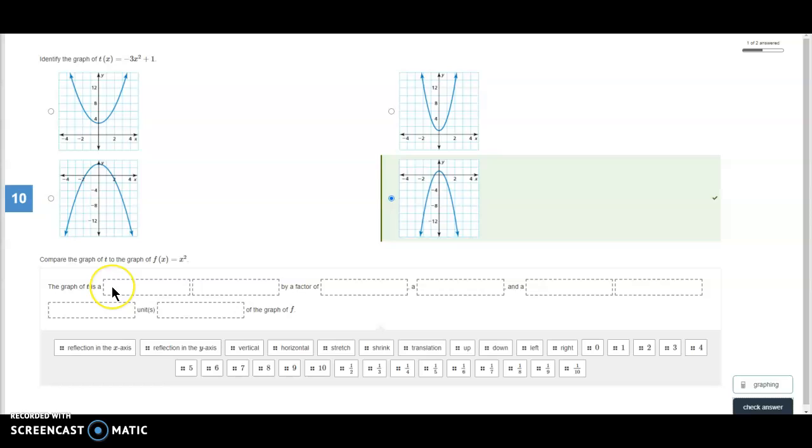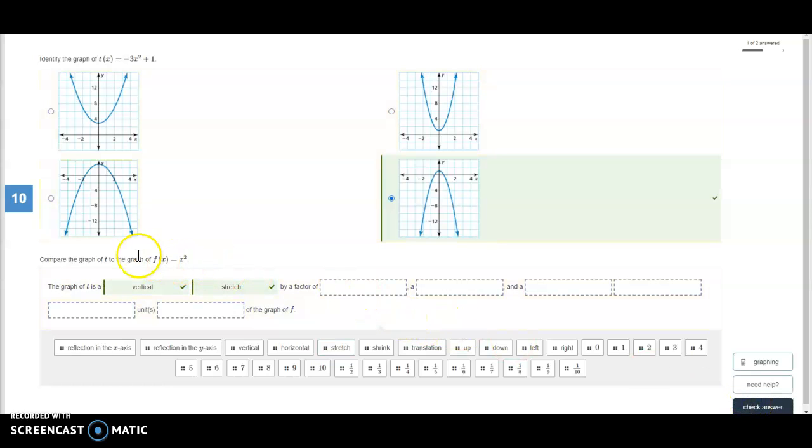The graph of t is a... so it kind of depends on which one. They're talking about a factor. So they want to ask, is this a stretch or a shrink? And if that number is going to be bigger than 1, it's going to be a stretch. And it's also a vertical stretch. They want both of those words. We're not doing any horizontal. So it's not shrink, it's a stretch. And you can always check to see, hey, yes, I got that right.